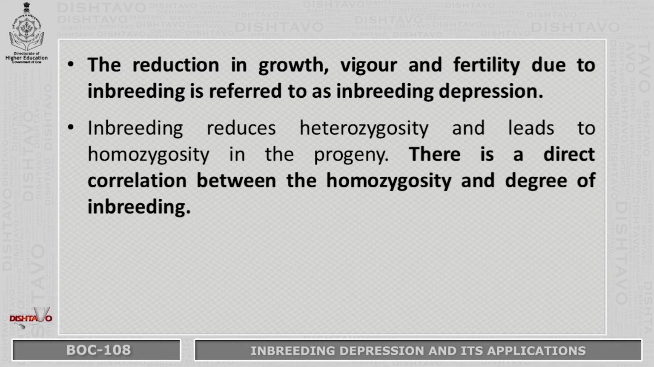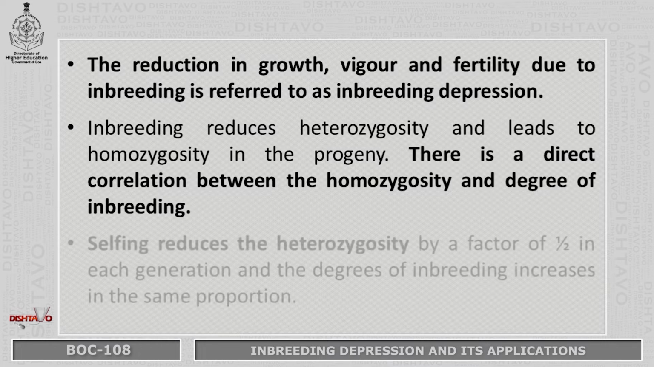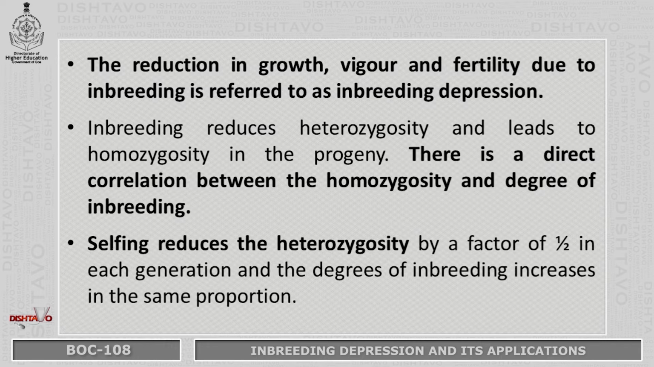Inbreeding reduces heterozygosity and leads to homozygosity in the progeny. There is a distinct correlation between the homozygosity and degree of inbreeding. Selfing reduces the heterozygosity by a factor of half in each generation, and the degrees of inbreeding increases in the same proportion.